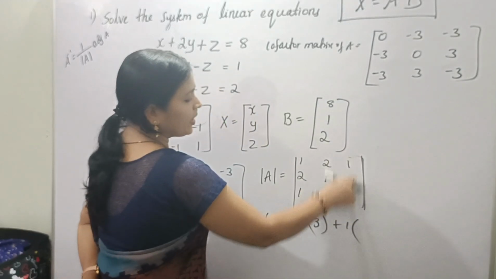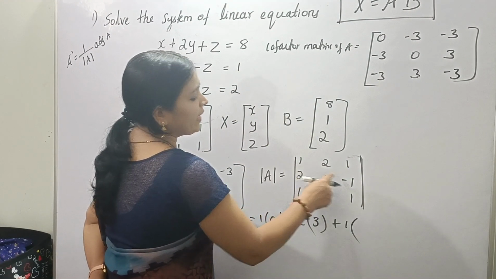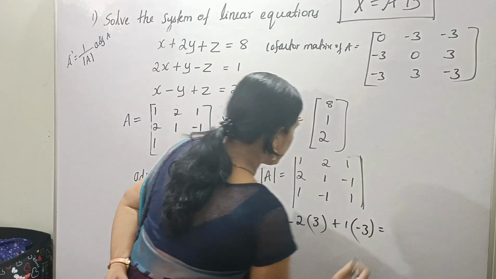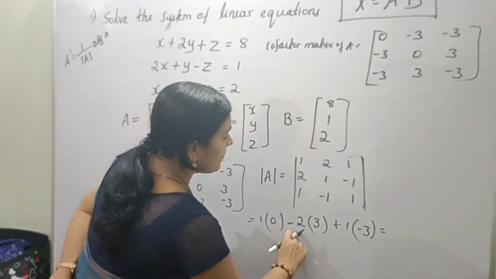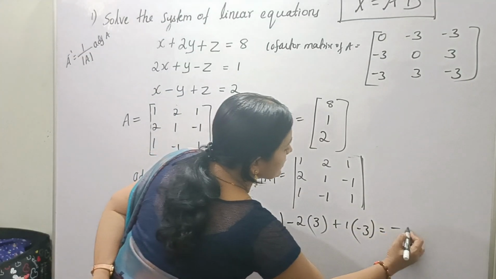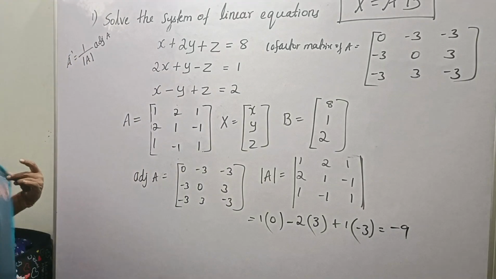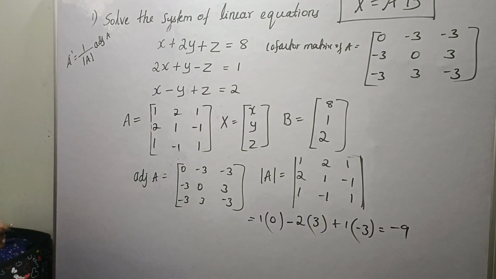Plus 1 into, remove this. So minus 2, minus 1, minus 3. That is equal to, here it is 0. Minus 6, minus 3. That is minus 9. Okay. Then we have got determinant A.